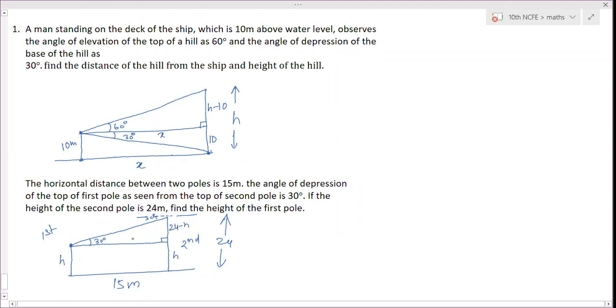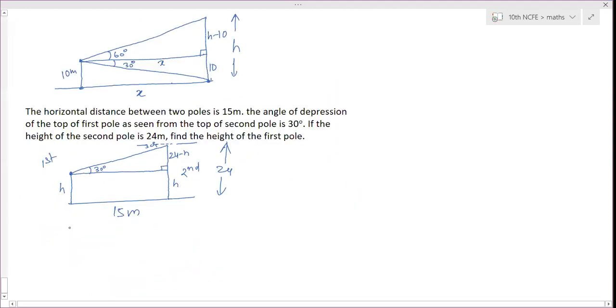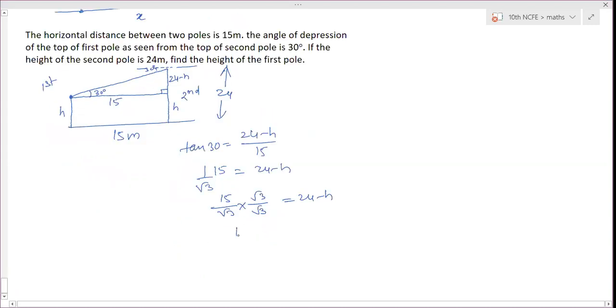Then tan 30 you can use. This is 15. So tan 30 is equal to (24 minus h) by 15. 1 by root 3 into 15 is equal to 24 minus h. 15 by root 3 into root 3 by root 3 is equal to 24 minus h. So it is 15 root 3 by 3, that is 5 root 3, equal to 24 minus h. h is equal to 24 minus 5 root 3.